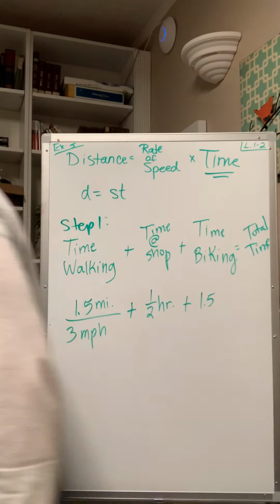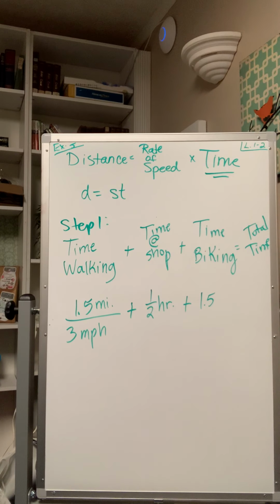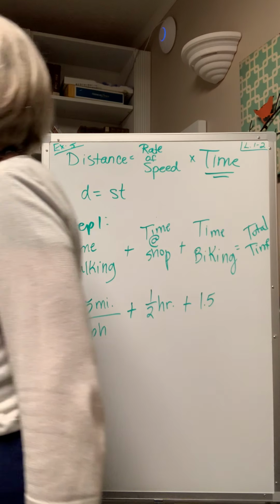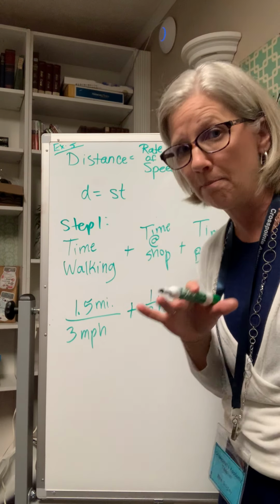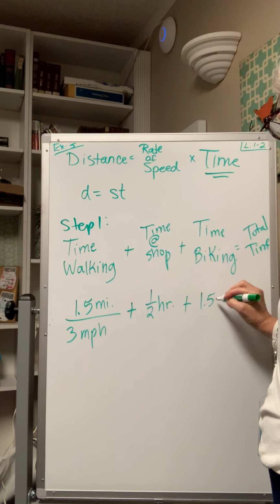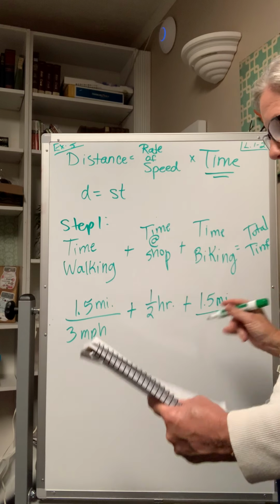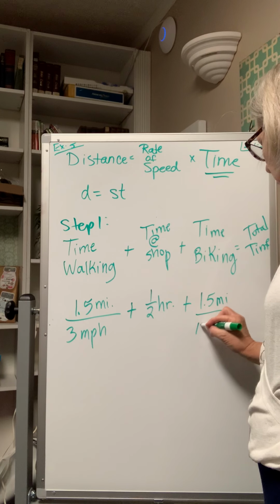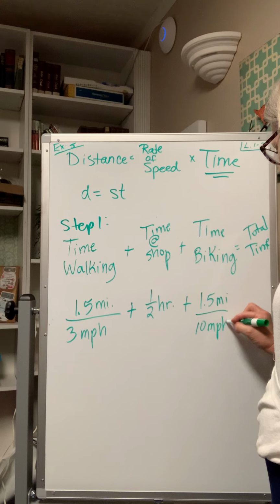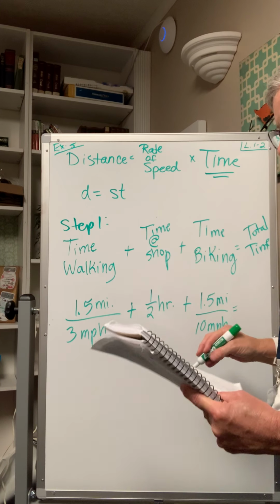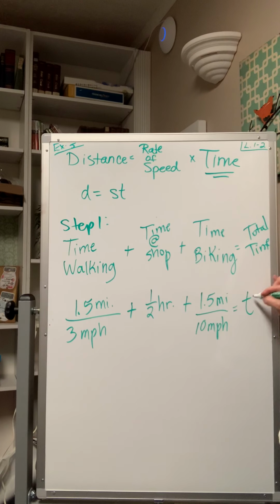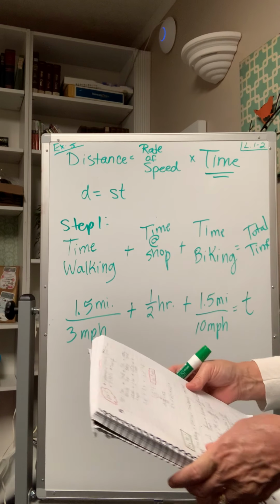Did they tell us it was 1.5 miles, or we know that because we know it was 1.5 miles from her house to the shop? So therefore it must be 1.5 miles to get back home. So 1.5 miles, but she's biking, so she's traveling a little bit faster. She's traveling 10 miles per hour on her bicycle. And our total time is what we don't know. So we're going to call that T, small letter T. Now, let's figure this out.